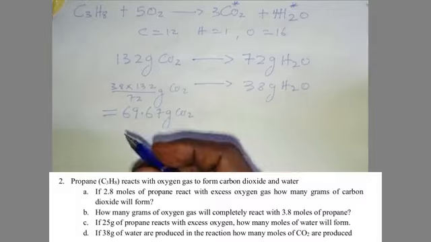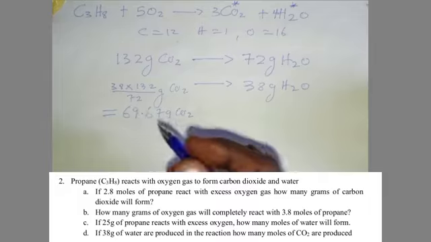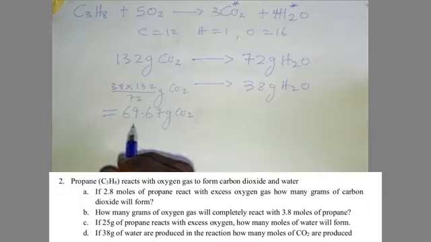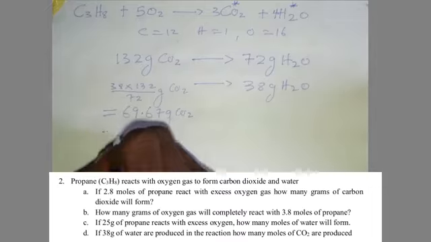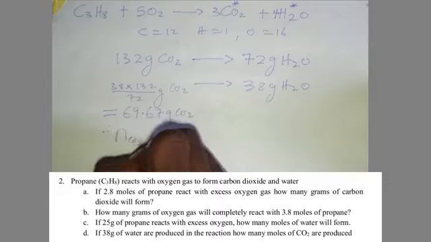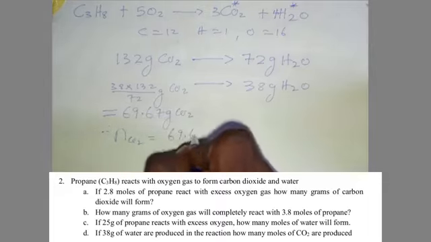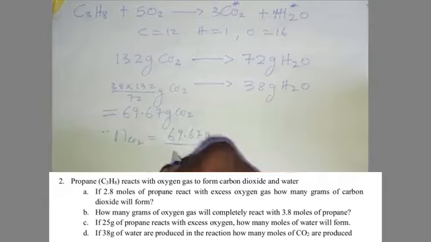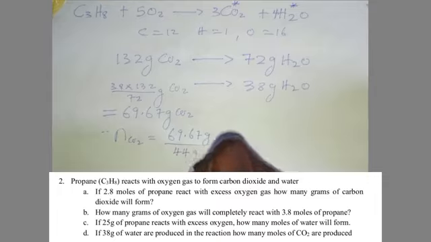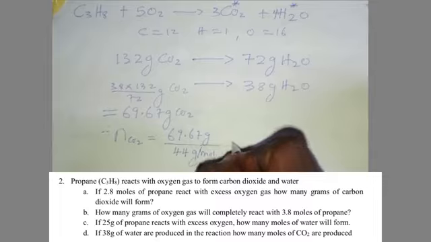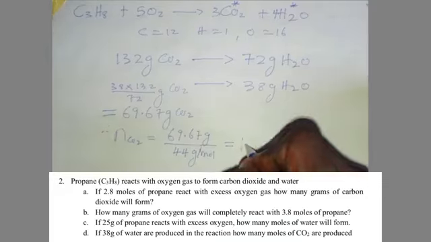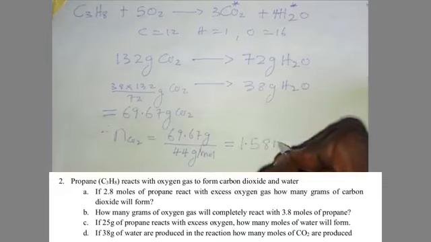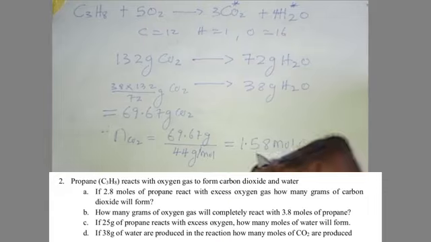So we are going to convert the grams of CO2 here to moles, because the question is asking for how many moles of CO2 will be produced alongside. So how do you convert this to moles? You have to divide by the molecular weight of CO2. So therefore, number of moles of CO2 will be equal to 69.67 grams over 44 grams per mole, and that's going to give us 1.58 moles of CO2. Final answer.